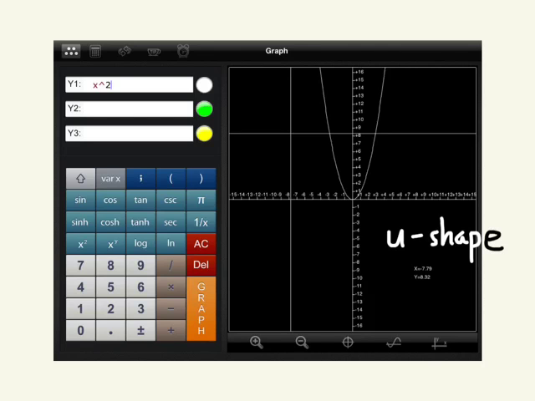And what did you notice about the U shape? All of these graphs were actually symmetrical, right? You can put a line, you can draw a line down the middle and cut it in half, and both sides will be identical, right? So let's look at the first one.